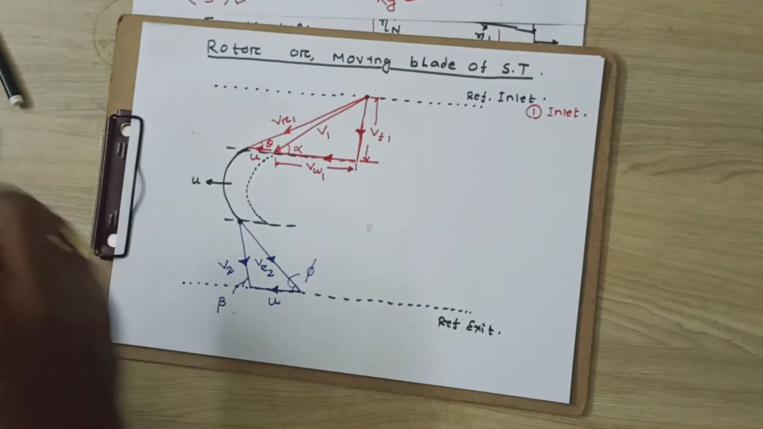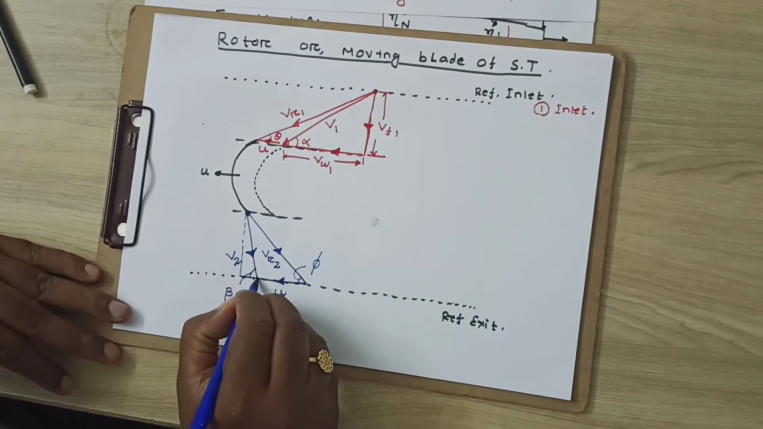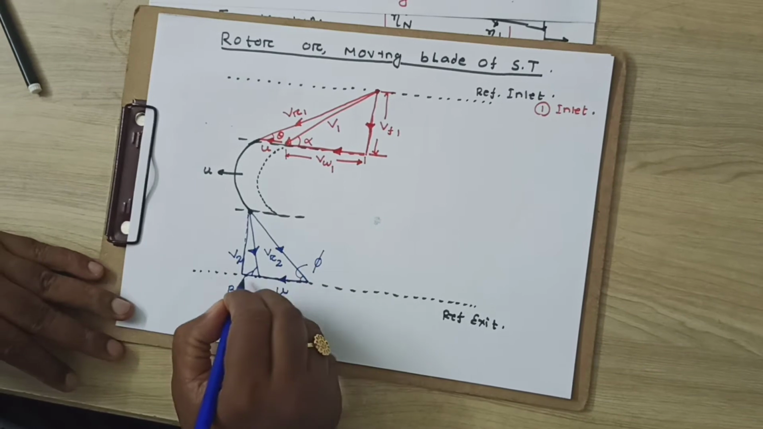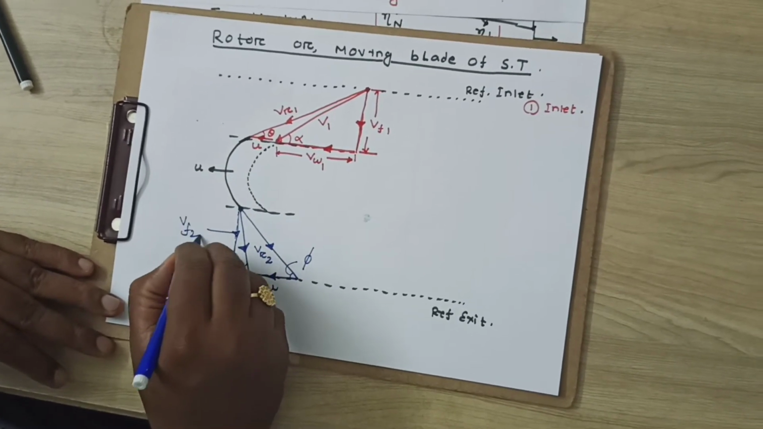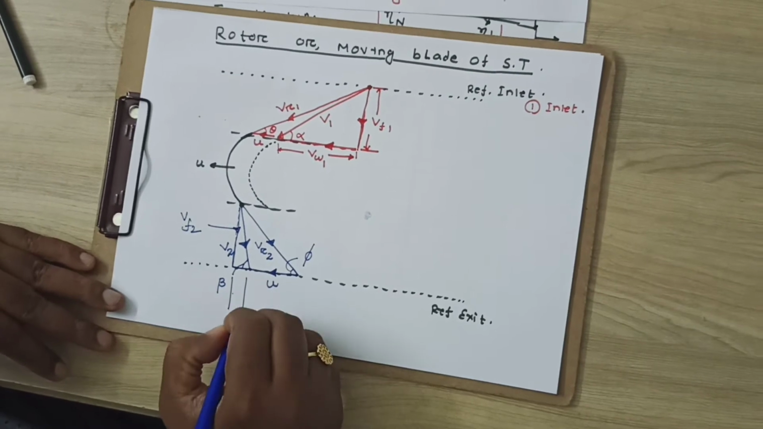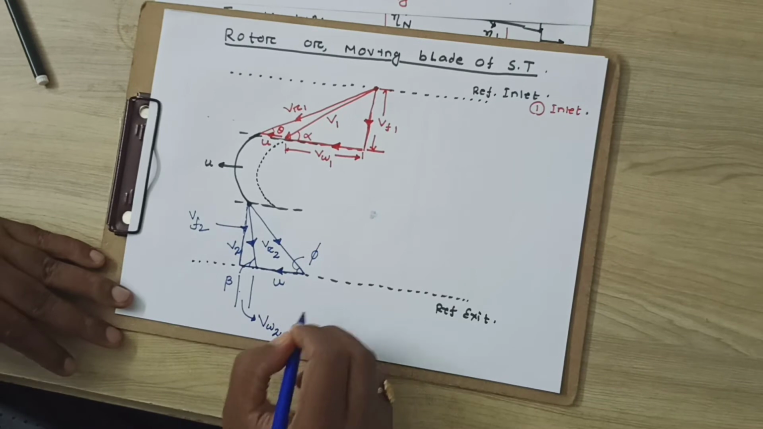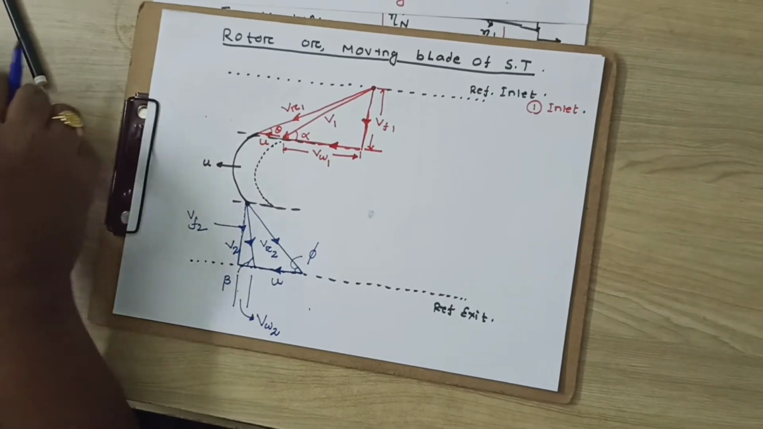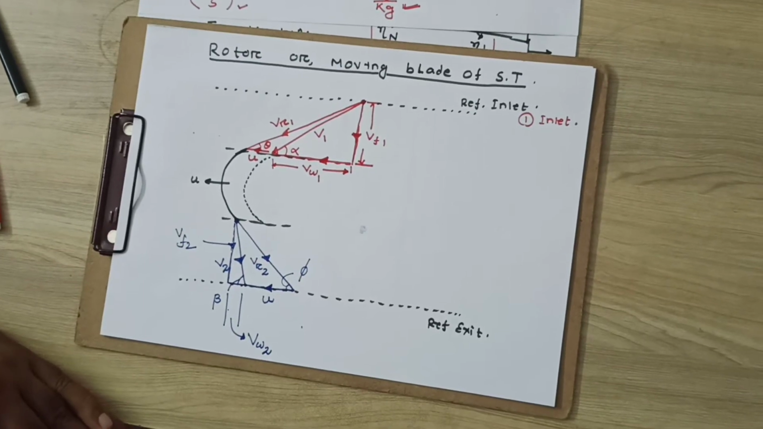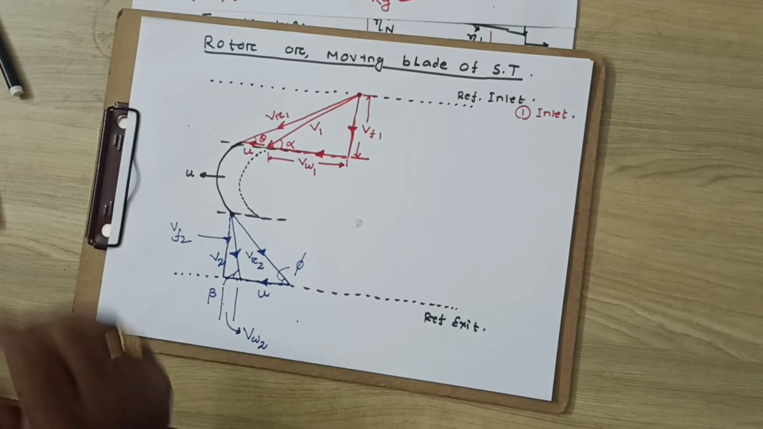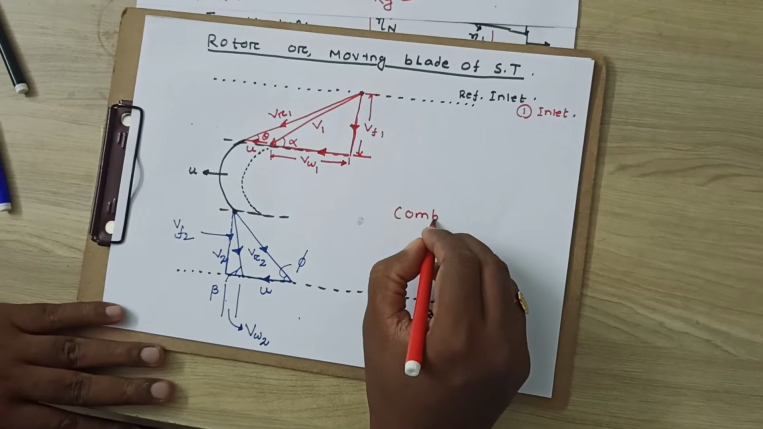Likewise for here, this V2 has got a flow component. This is the flow component VF2, and this one is your whirl component VW2. But this velocity triangle we will not use for your mathematical calculation. We will use a combined velocity triangle.